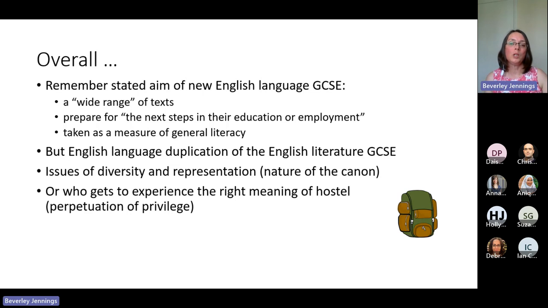And just think about who gets to experience the right meaning of hostel. If you've got family and friends, you go backpacking, think about what social circles that happens in. If you go on holiday, if you are reading older literary texts, it's a worry that there's this perpetuation of privilege going on in the English language exam.